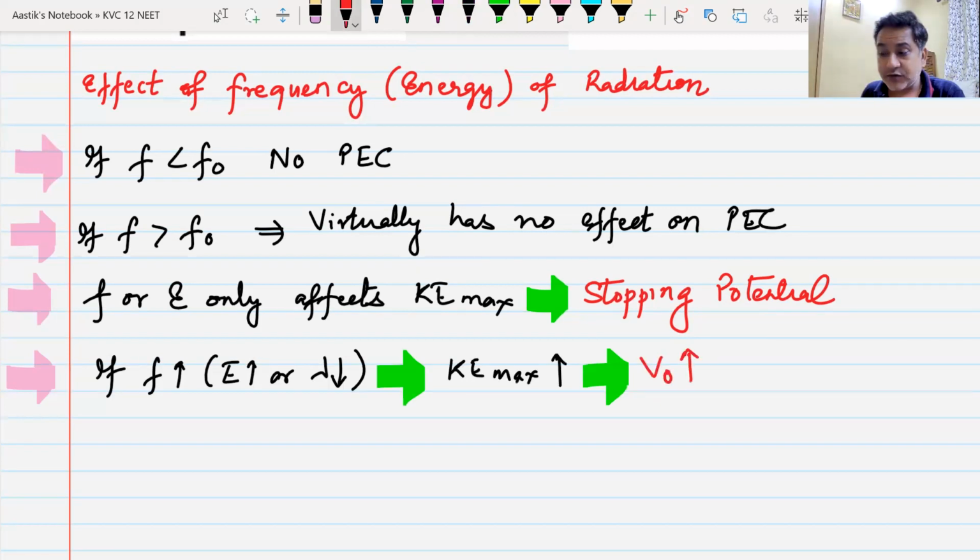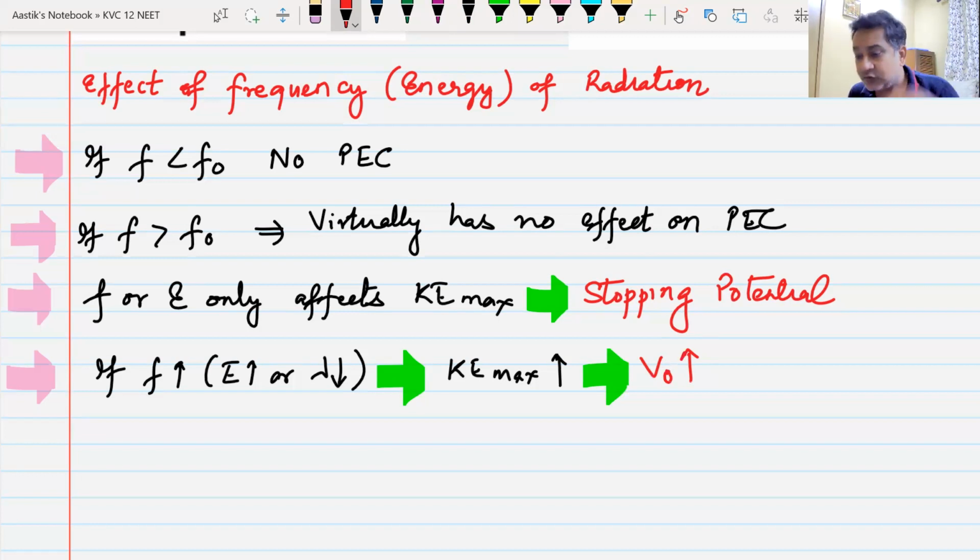When I say stopping potential V naught increases, increase there does not mean that maths wala increase. -5, -2, which is more, -5 or -2? In maths we'll say -2 is more, but for us minus only indicates the polarity. -5 is more than -2 here in physics.